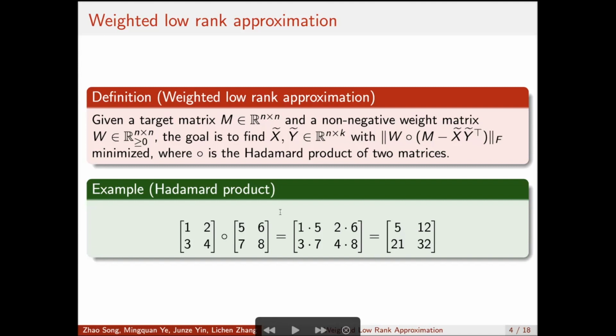Here, I give an example of the Hadamard product. The Hadamard product is a binary operation between matrices. In this example, the Hadamard product between two 2x2 matrices is also a 2x2 matrix. Each entry is a product of the corresponding entries of the previous two matrices.